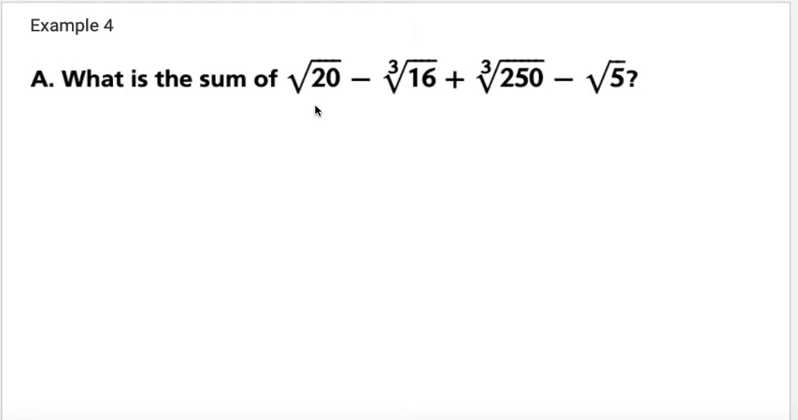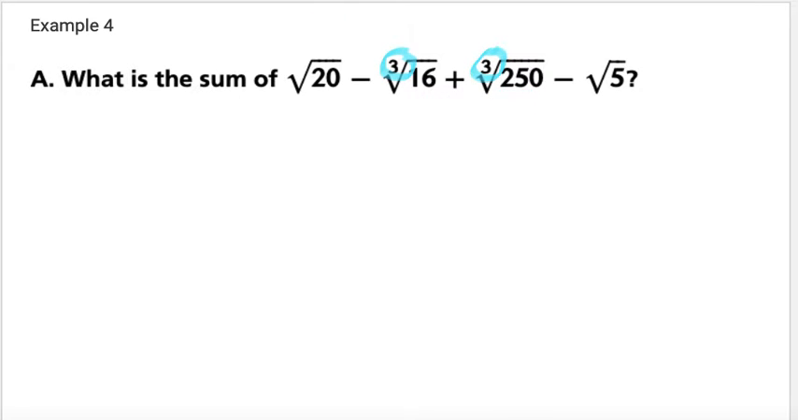We're going to add a bunch of radicals. In order to add them, we need to have the same index and the same radicand, the number inside. Like this has 3, and this has 3. Both have 3 as an index, but 16 and 250 aren't the same, so you can't add them.